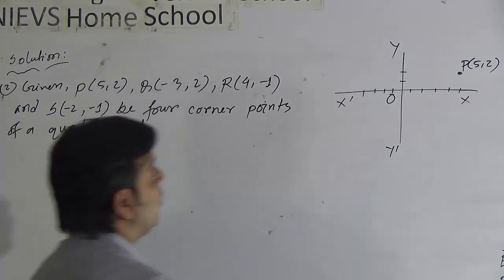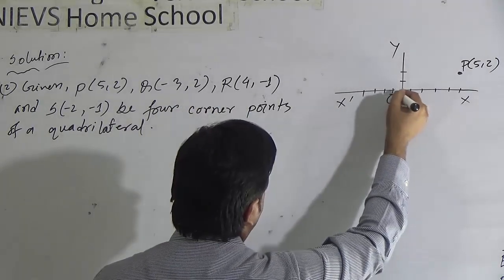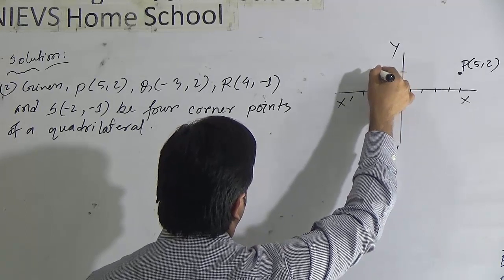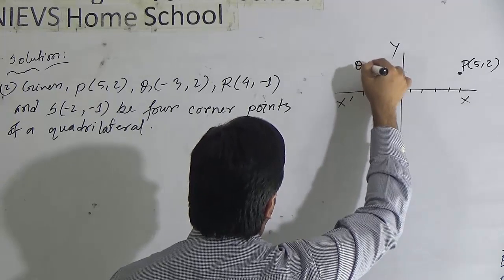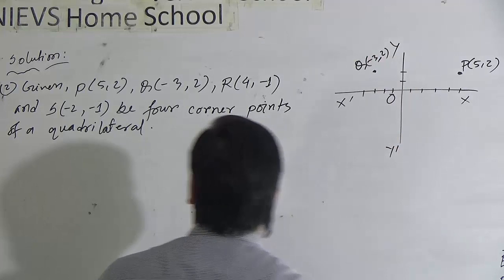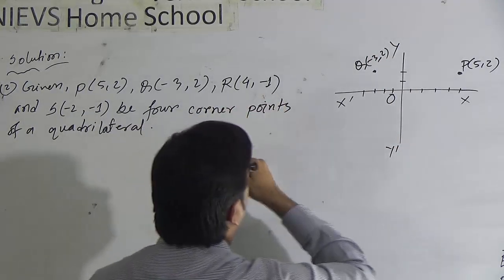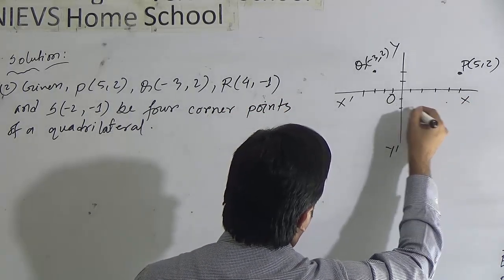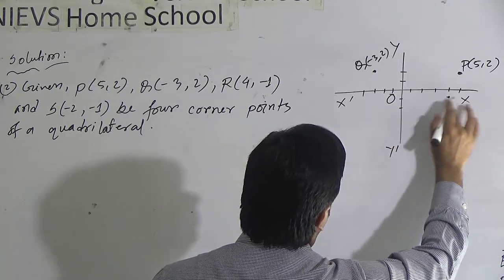Okay, so we can put the point here. Point Q is -3, 2. So we have to come here 1, 2, 3. Suppose this is here, -3, 2. Now this is point Q. Now we can put point R. Where is point R? Point R is 4, -1. So go to 4. Here is -1. Suppose here is -1.